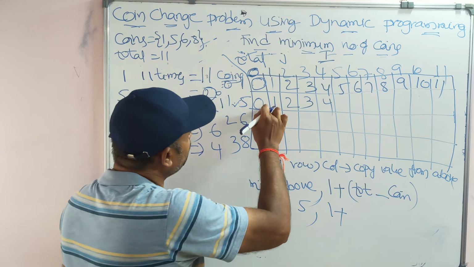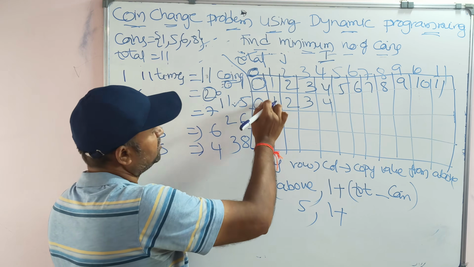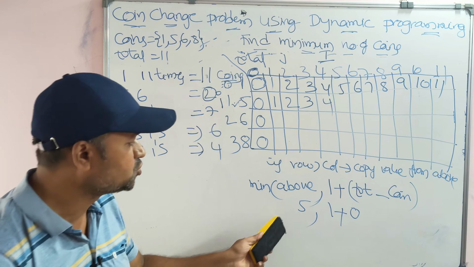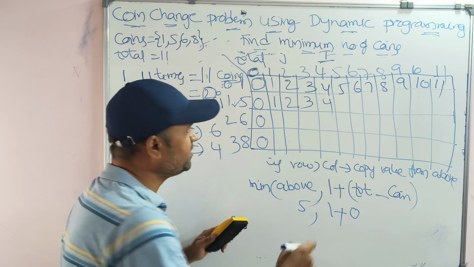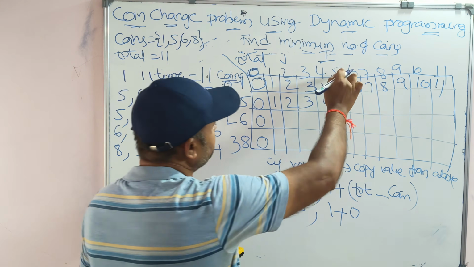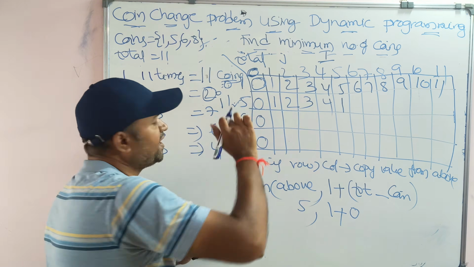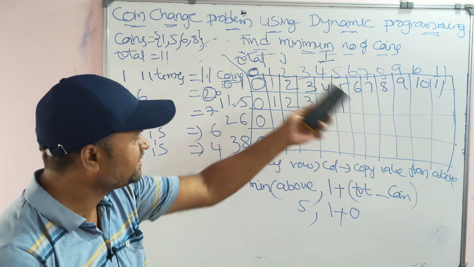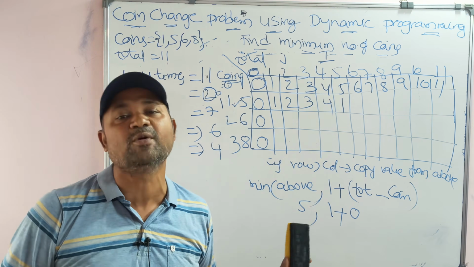So in the same row, go to the 0th column. The 0th column contains the value 0. So 1 plus 0 means 1. So out of 5 and 1, which is the minimum value? 1 is the minimum value. So let us write 1. So in order to make a total of 5, one 5 coin is enough. So that's why 1 is right. 1 is written. Here this entire table contains the minimum number of coins.